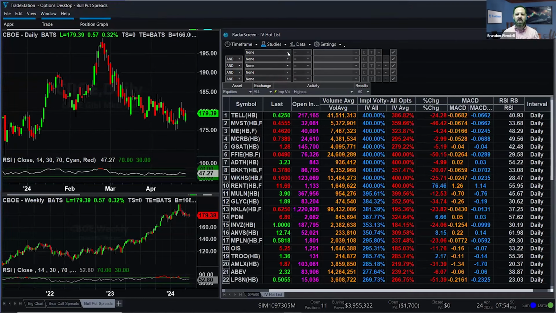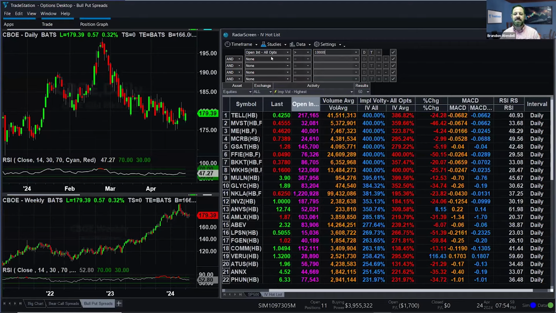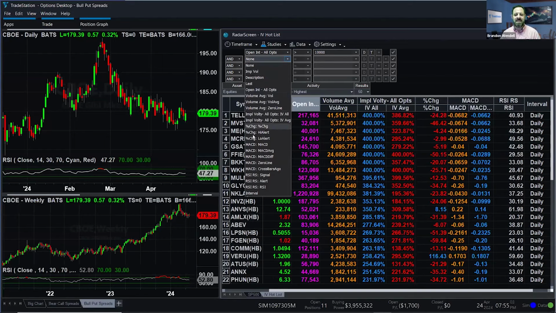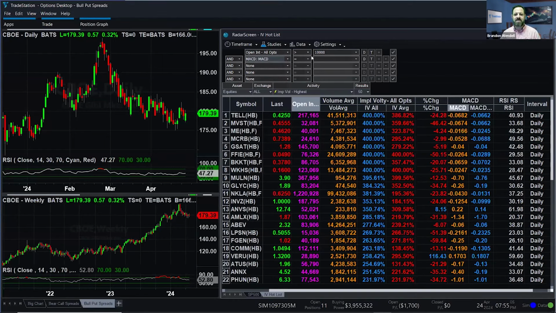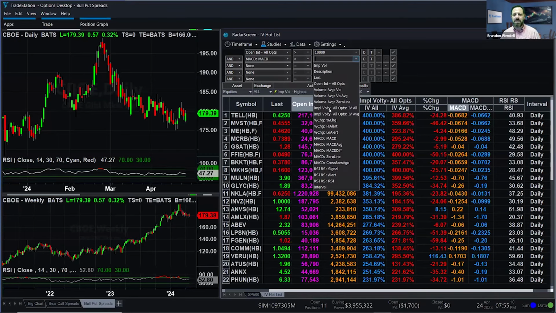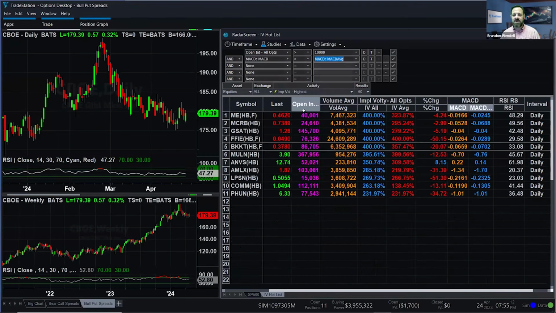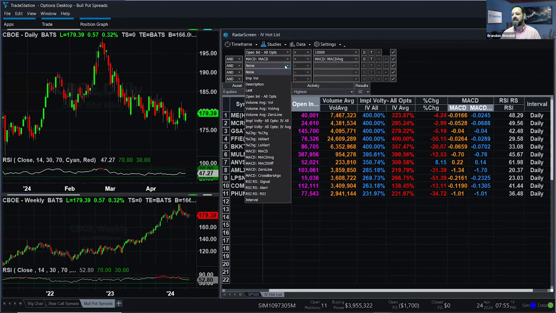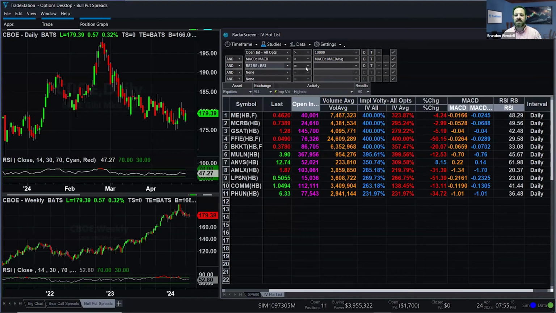So I just go open interest, all options, greater than 10,000. And I want to make sure it's bullish, so I'm going to use the MACD is greater than the MACD average. So we have a crossover that's going up. There we are. And we're narrowing it down a little bit, aren't we? RSI is greater than 40.